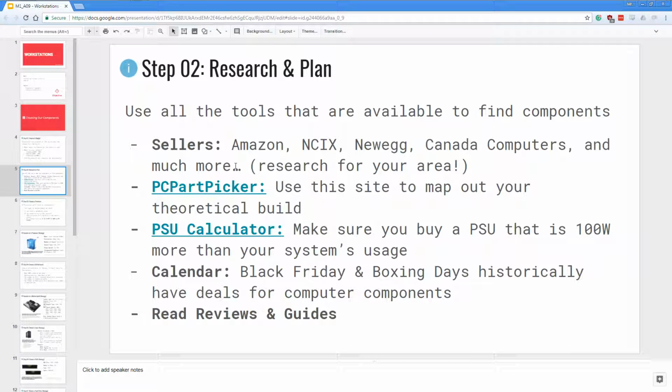Next, you want to look at your calendar, because Black Friday and Boxing Day are historically the best days to buy your components. Or you can go on these sellers' websites and their stores 365 days of the year to get your best deals. And lastly, always read reviews and read guides and make sure you buy the best available for your budget and your purpose.